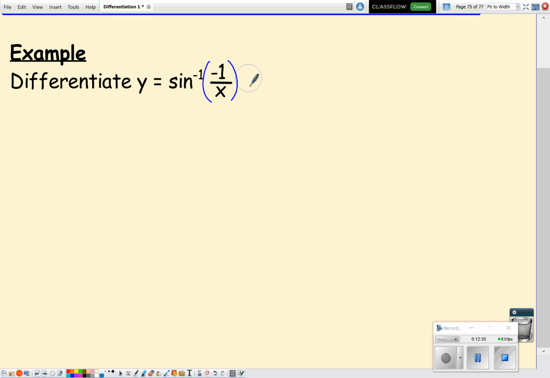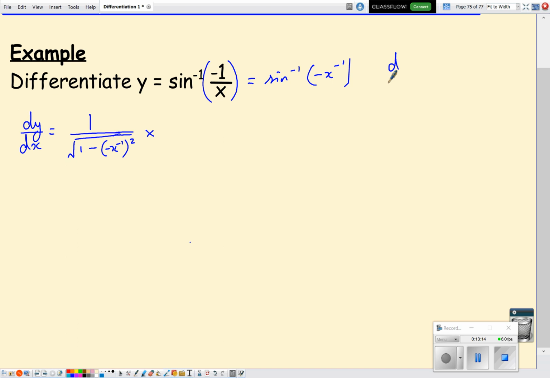But what we need to do is probably just write this as inverse sine of minus x to the power minus 1. And just treat it like that. So the derivative dy by dx, well, the derivative is 1 over root 1 minus x to the power minus 1 squared, times by the derivative of minus x to the minus 1 squared.